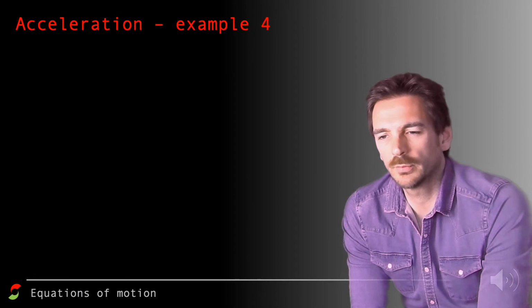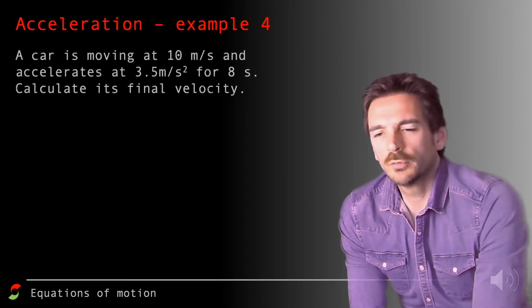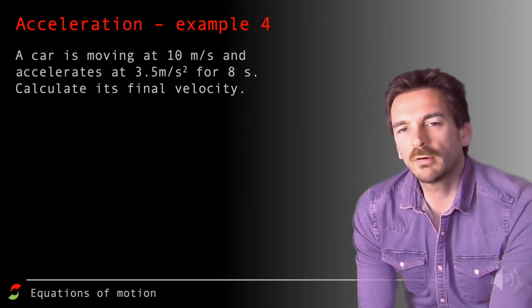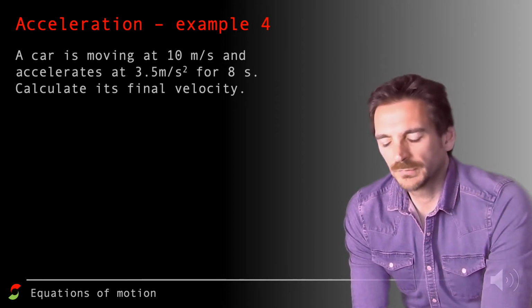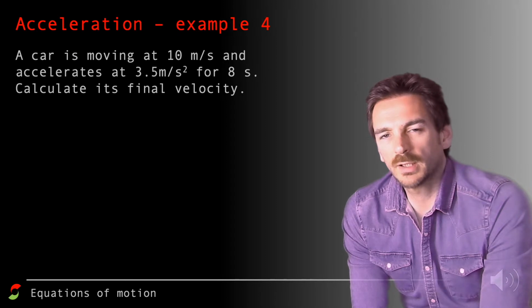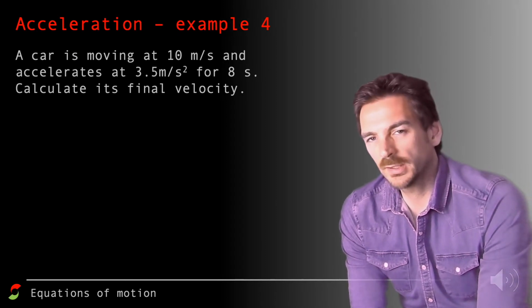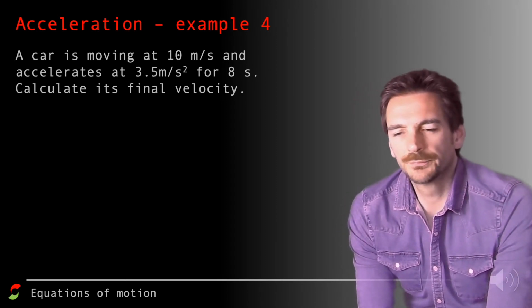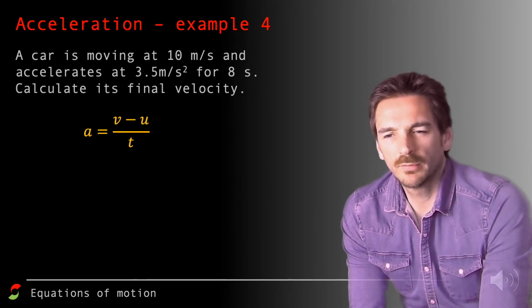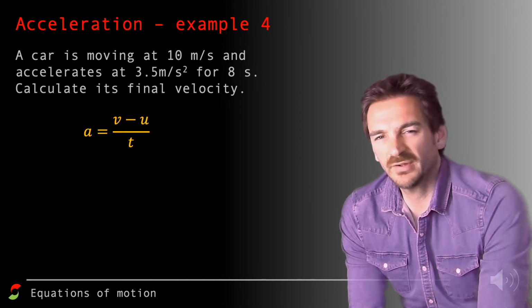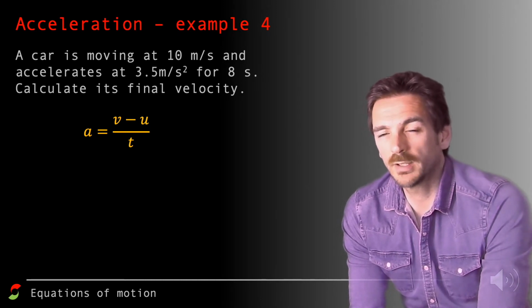Let's have a look at another example. So a car this time is moving at 10 meters per second. It accelerates at 3.5 meters per second squared for 8 seconds. And this time we're going to calculate its final velocity, so it's a slightly different variation of that equation. So we still quote the equation in a form that's comfortable to us, but this time we're calculating the final velocity, and that's going to be v, so we need to rearrange that equation.